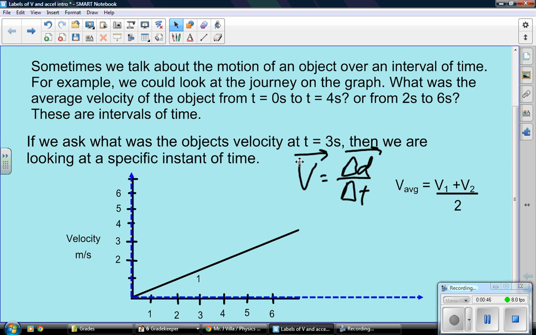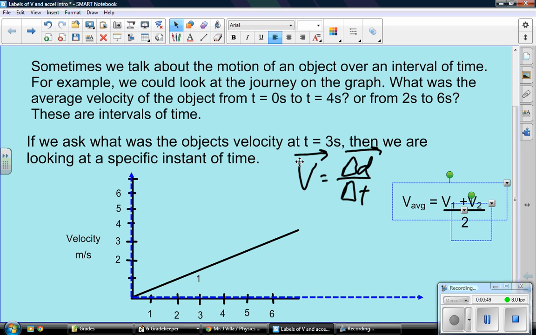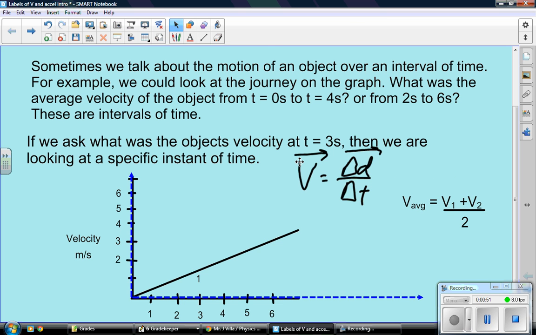Another one for looking at average velocity is this formula here. V average is equal to V1 plus V2 divided by 2. Now that one's only good for special cases at certain times. We can use it, however, for this graph here. So there's a couple of time intervals listed there from 0 to 4 seconds and from 2 to 6 seconds. So let's find the average velocity for those.